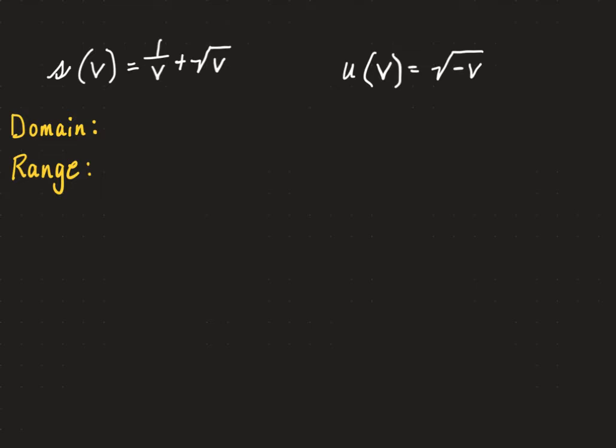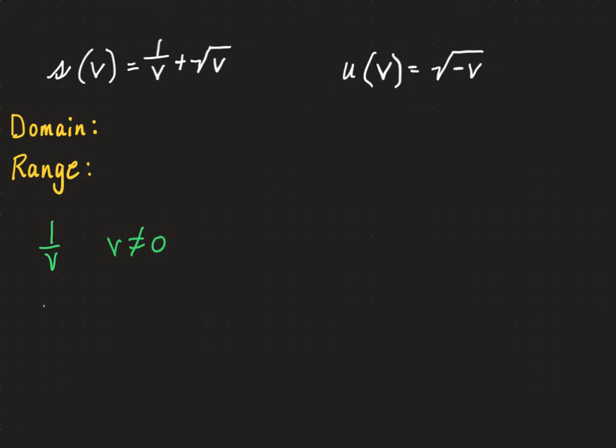So looking at the first one, the domain and the range, we have some different things we need to consider. We have two parts to this, two terms. For the first term, where we have 1 over v, v cannot equal 0. It can be negative, it can be positive, it just cannot equal 0.